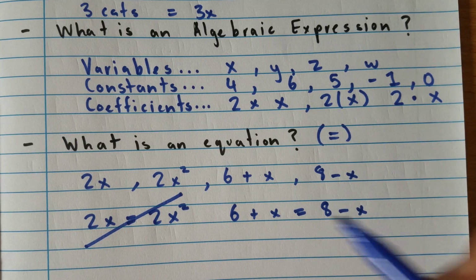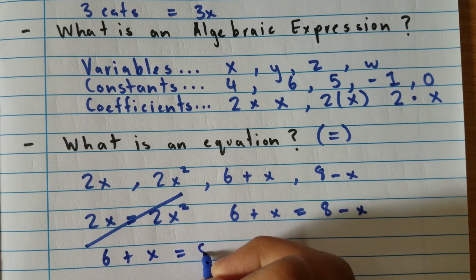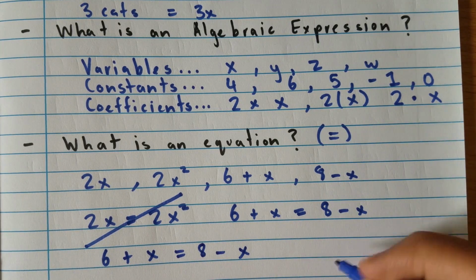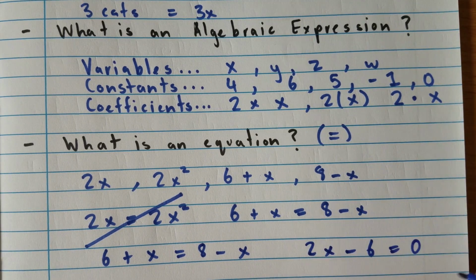Let's try solving this equation that we just wrote, which is 6 plus x equals 8 minus x. This is a hard one, so let's try with an easier one. Let's say you have 2x minus 6 equals 0.